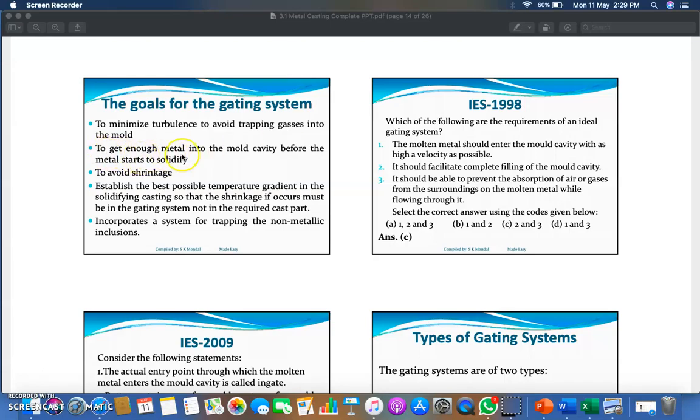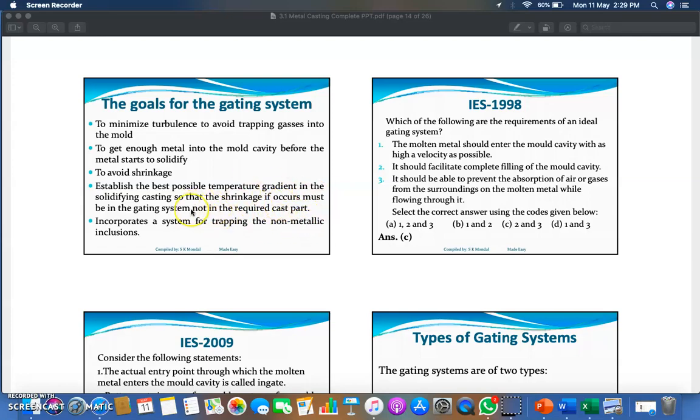Next is to get enough metal into the mold cavity before the metal starts to solidify. The gating system allows enough metal so that the mold cavity is properly filled and solidifies. The gating system also helps avoid shrinkage, otherwise there will be casting errors. Next is to establish the best possible temperature gradient in the solidifying casting, so that shrinkage, if it occurs, must be in the gating system, not in the required cast part.